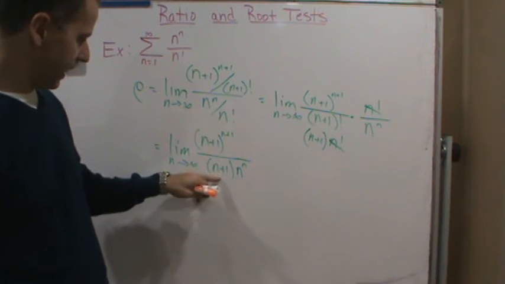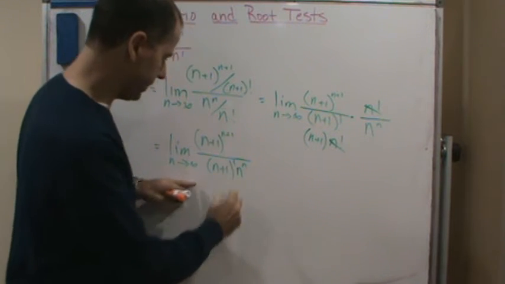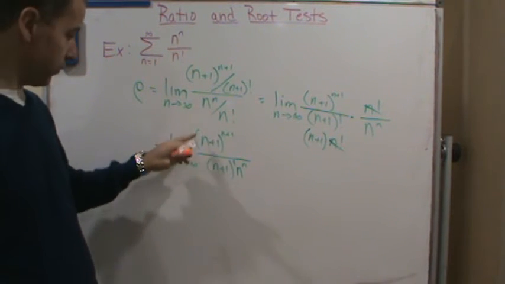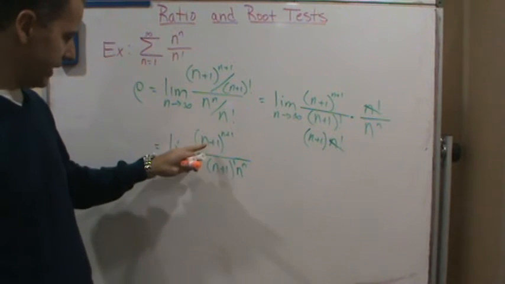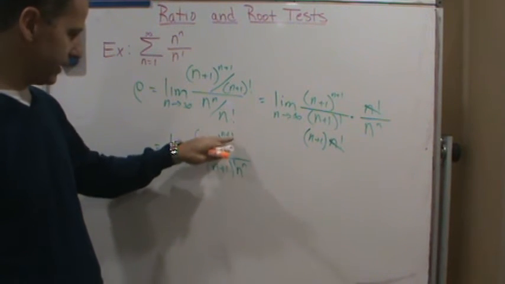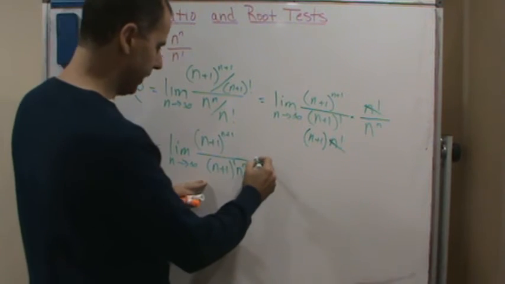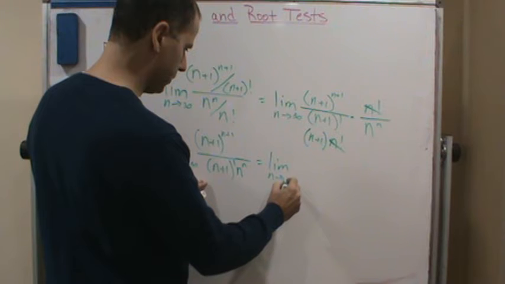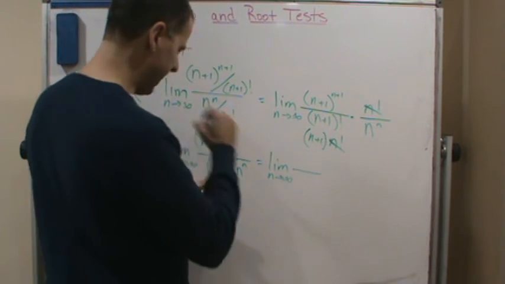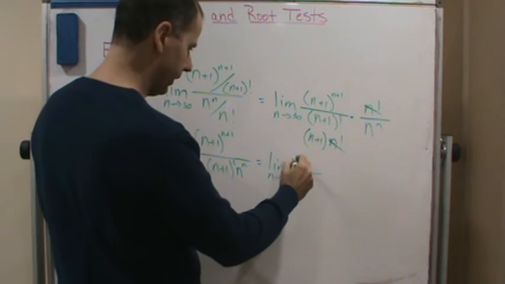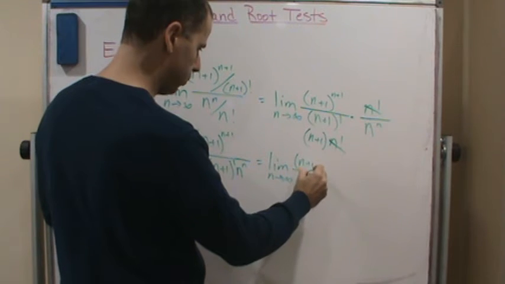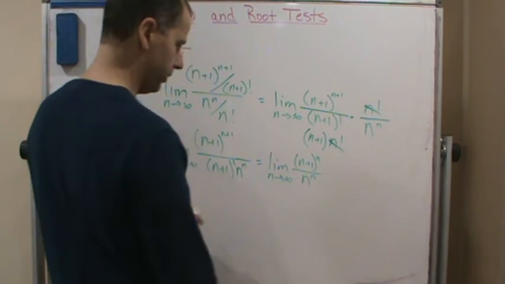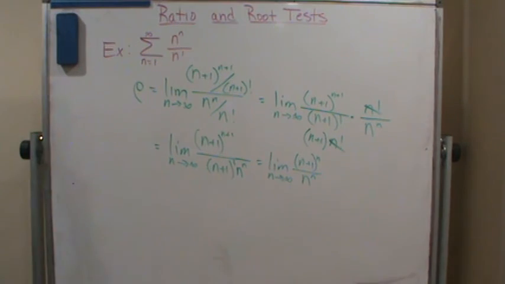Now this has the same base because look, I can use this as an exponent of 1. Now I can use the rule of exponents for these two. So if I take the rule of exponents and I subtract the exponents here, what do I get? I get the limit as n approaches infinity of what? I get n plus 1 to the nth power over n to the nth power. Now look what happens.